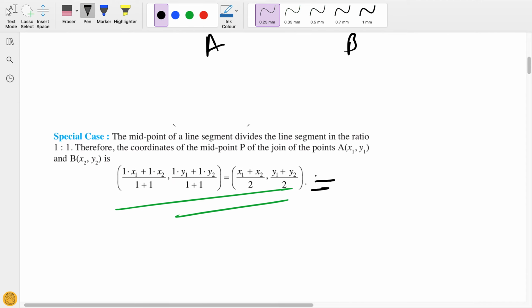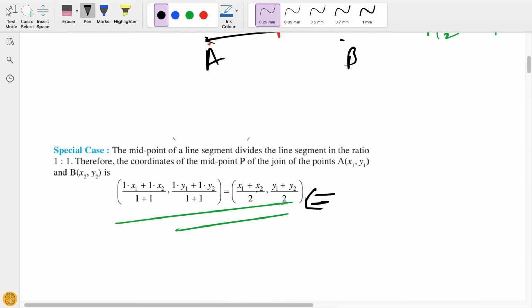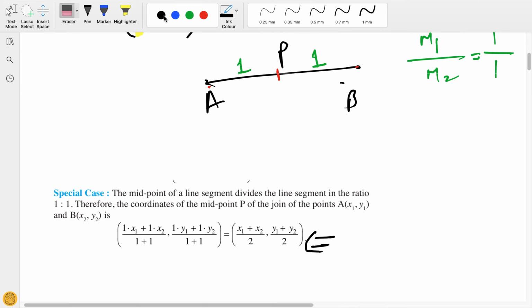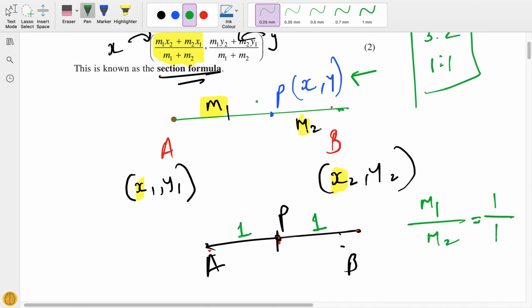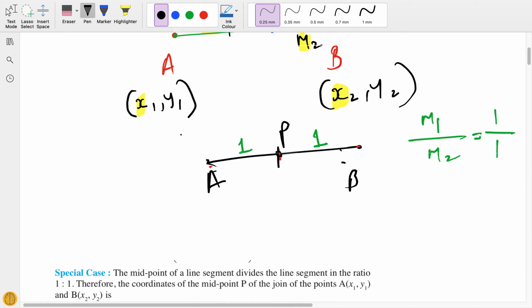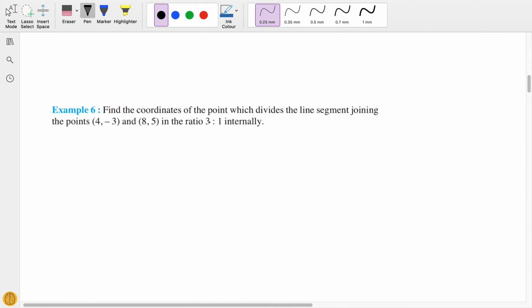Did you guys get it? If you put m1 and m2 as 1, you definitely know this is the midpoint formula. If this point P divides these two points exactly 1 is to 1, if P is the midpoint of this line AB, then the coordinates of P are (x1 plus x2 by 2, y1 plus y2 by 2). Please do let me know in the comment section if you have any doubts. Okay, so let's do some questions.